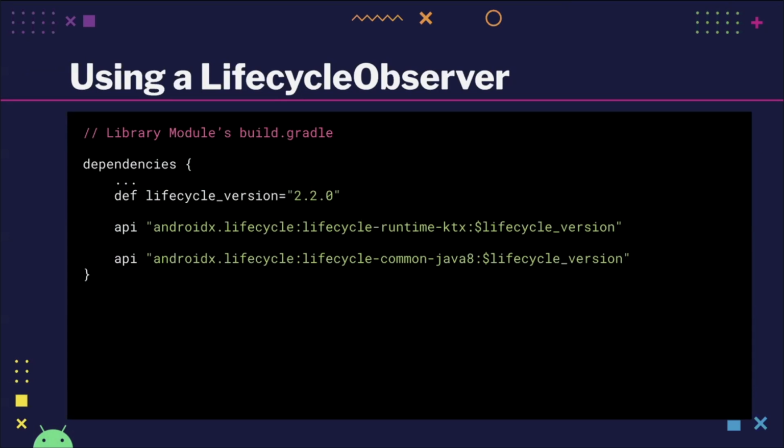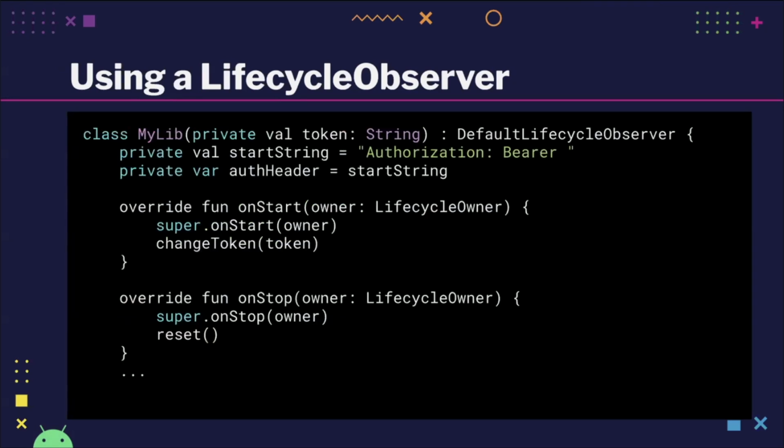So one other way that a lot of Android libraries are actually doing this, and I'll talk about which libraries do this, is by using a lifecycle observer, right? So when you start talking about lifecycle observer, your library needs to depend on the lifecycle runtime and the Java 8 lifecycle common dependencies. Once you have those dependencies, it gives you access to DefaultLifecycleObserver.